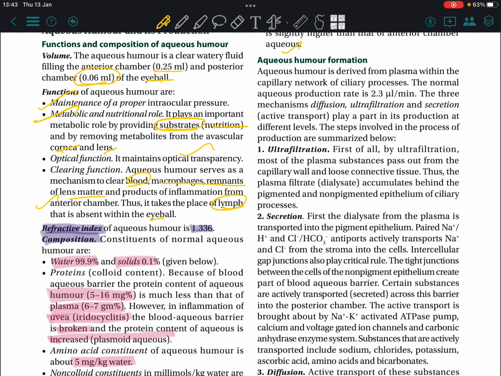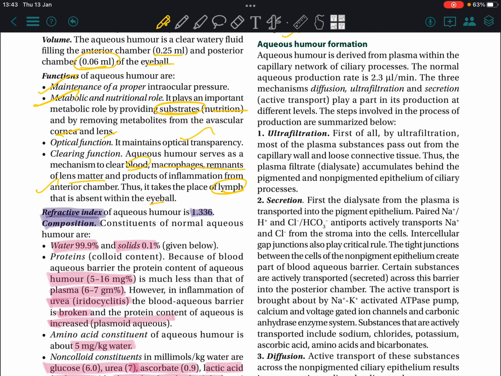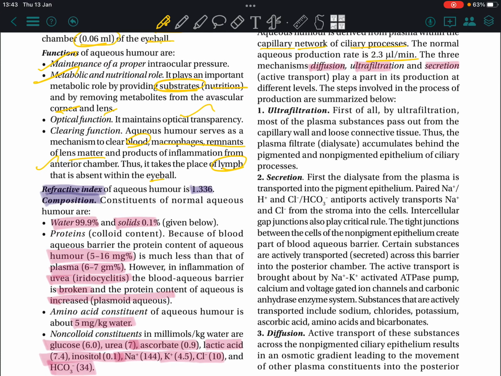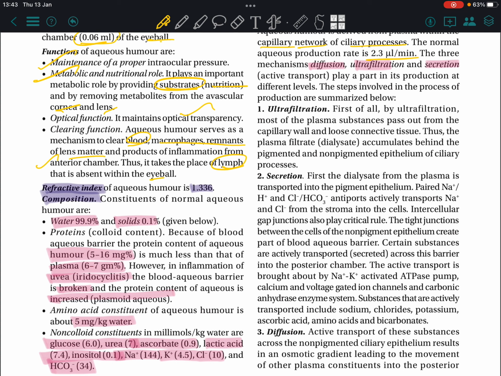Aqueous humor formation. Aqueous humor is derived from plasma within the capillary network of the ciliary process. The normal aqueous production rate is 2.3 microliters per minute. The three mechanisms, diffusion, ultrafiltration, and secretion, play a part in its production at different levels. The steps involved in the process of production are summarized below: ultrafiltration, secretion, and diffusion.